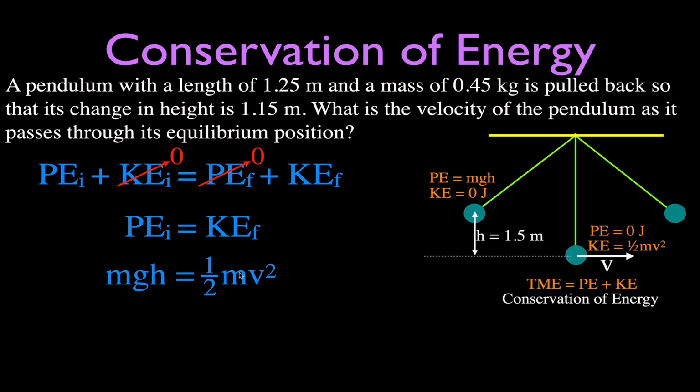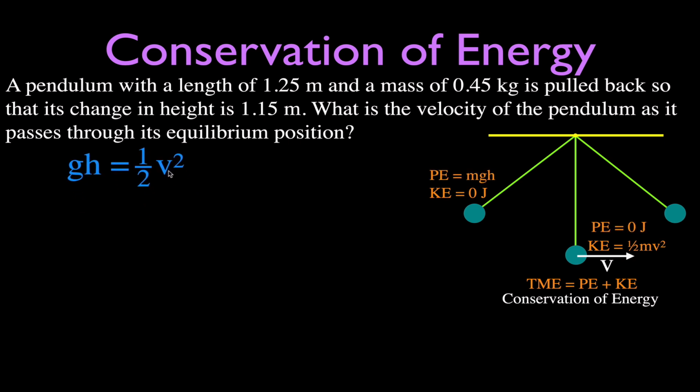We have the two masses. It's the same mass, so we can cancel those masses, and that means we're left with g, the acceleration due to gravity, times the height, is equal to 1/2 the velocity squared. Okay, we're going to go to the next slide and complete this.